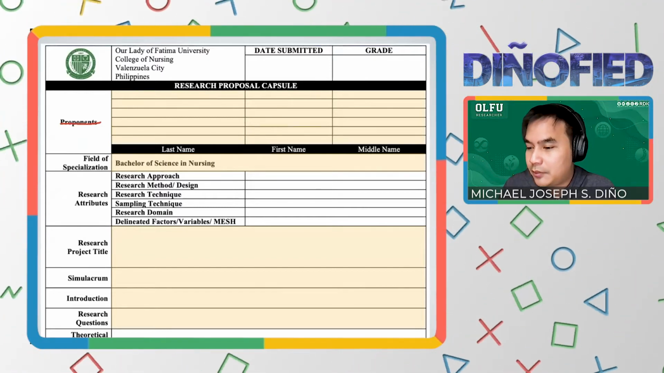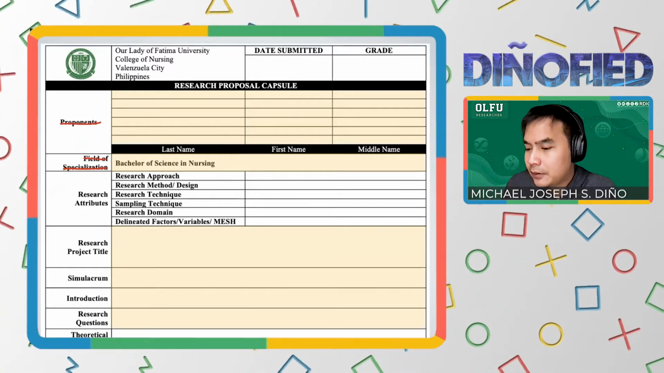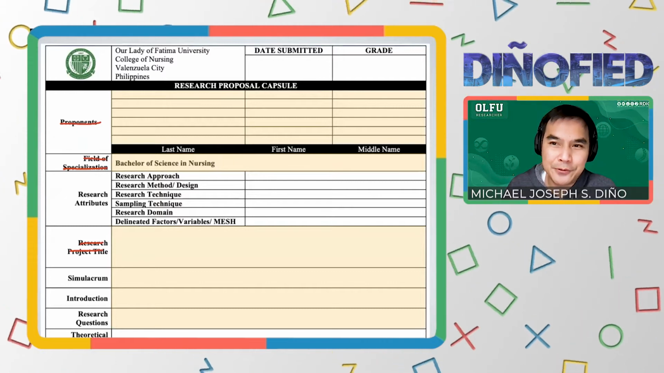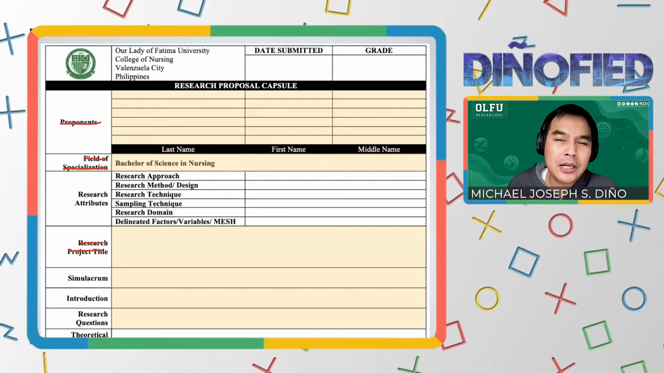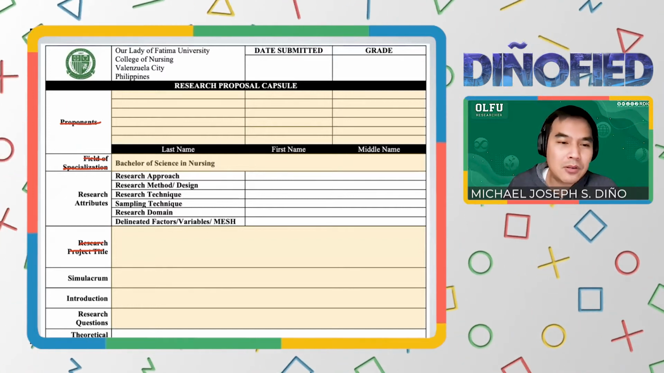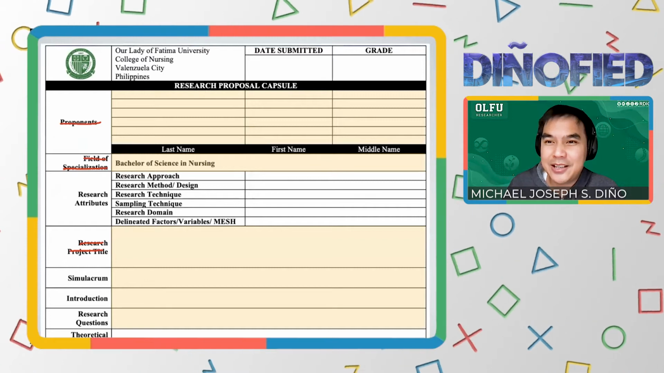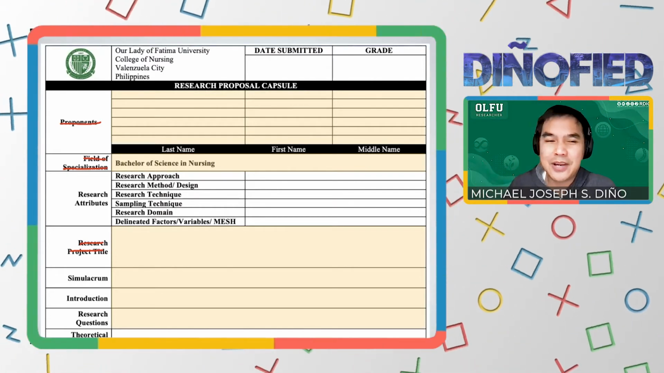So we're also done with the field of specialization. You just put there Bachelor of Science in Nursing. You're done with the research project title. Last time I gave you your simulacrum, and we also refined your research project title. So yun muna yung gagamitin natin ngayon. Usually ang title, sa huli yan pina-finalize talaga.